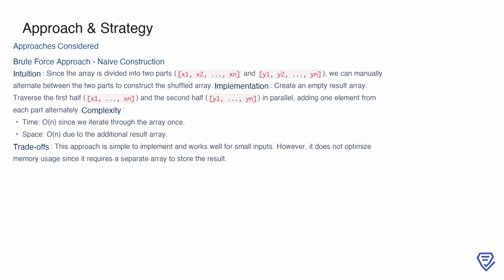This approach has a time complexity of O(n), since we iterate through the array once, and a space complexity of O(n), due to the additional array we use for storing the result. While this method is simple and works well for smaller inputs, it has a trade-off. It uses extra memory for the result array, which isn't ideal if we want to optimize for space.